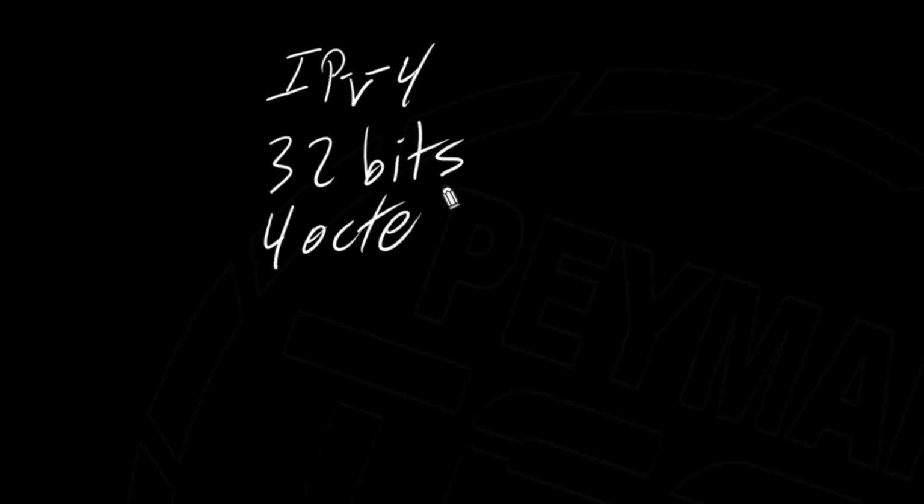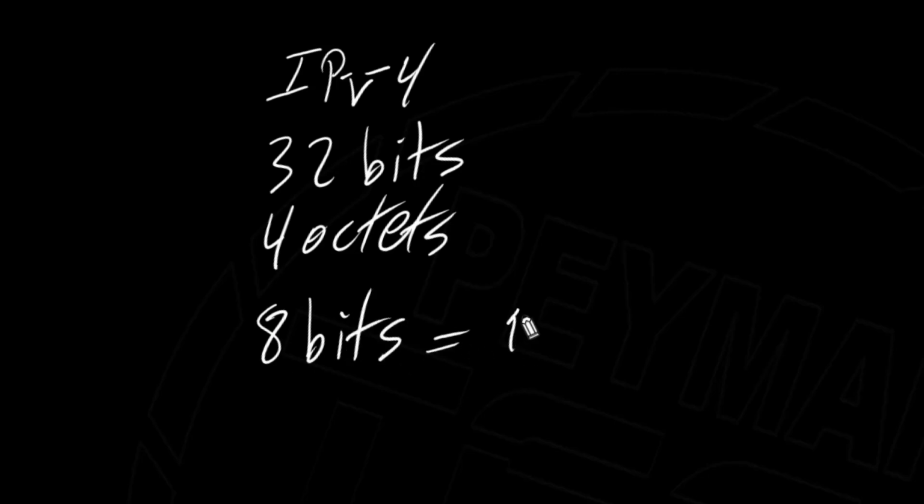So in IP version 4 we have 32 bits. We have 4 octets, and in every octet we have 8 bits. And of course, every 8 bits equals 1 byte. Okay, now let's talk about the 32 bits in Internet Protocol version 4.